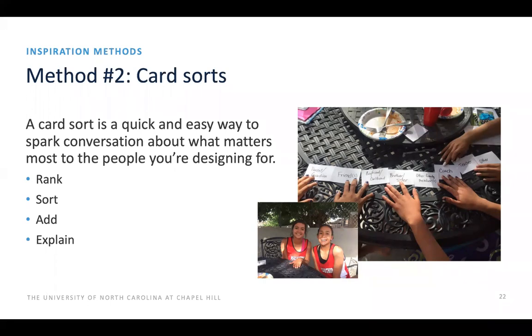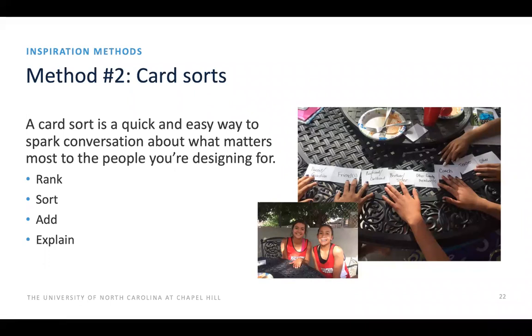add to the batch of cards, or explain. And so for an example, working with adolescents again around sexual health, we do ask our teens sometimes to think about who they trust most when they have questions about sex and relationships. And so here's a deck of cards with different people, and we ask them to rank from left to right the people they feel most comfortable asking questions when they have concerns about sex and relationships.